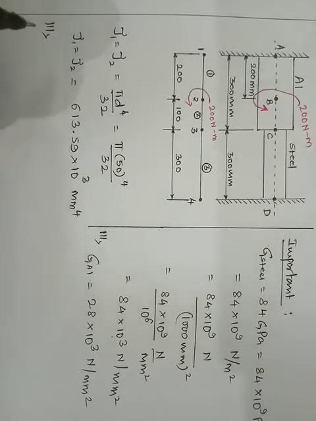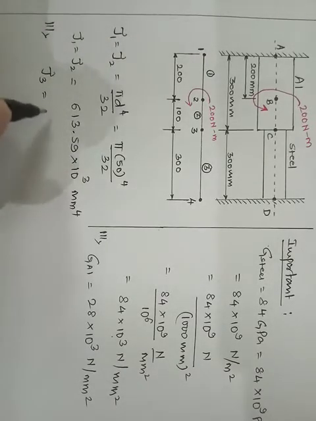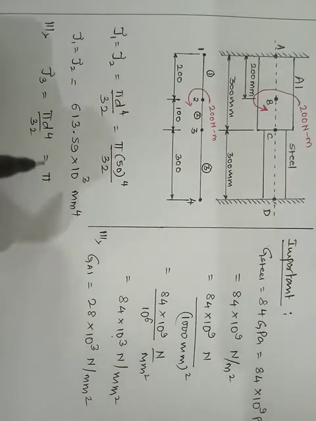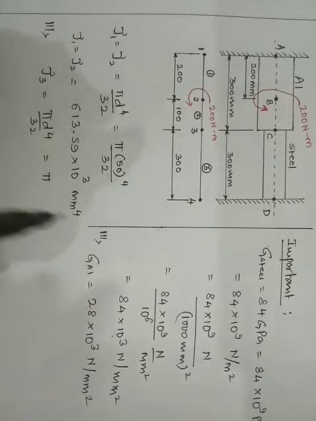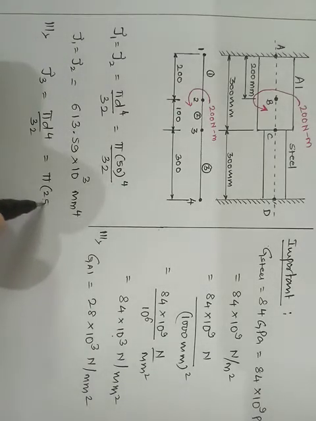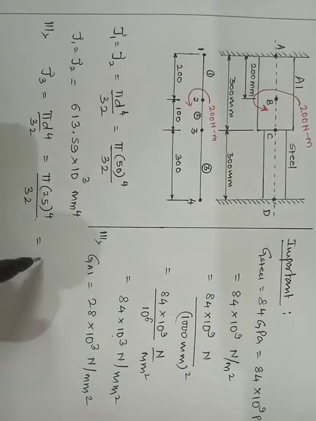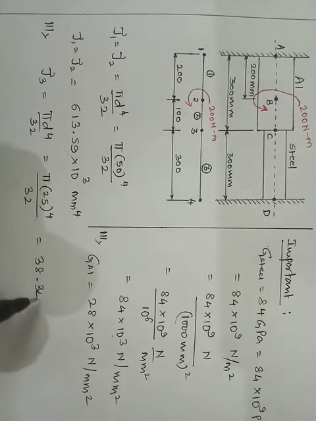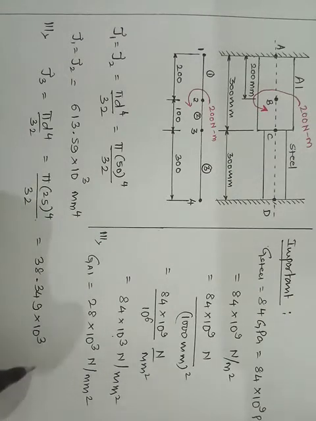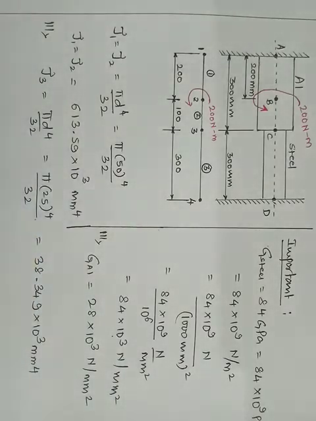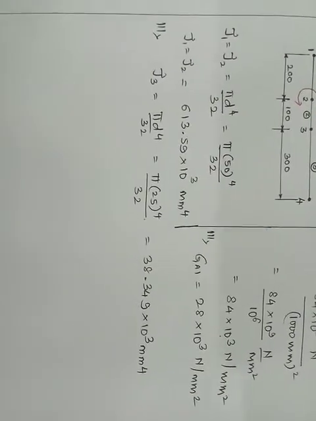Okay, now similarly J3 will be pi d raised to 4 divided by 32. Now the value of d is going to change because now it is the steel shaft. The diameter of the steel section is 25, so pi into 25 raised to 4 divided by 32. So it is approximately 38.349 into 10 raised to 3 mm raised to 4, right? So these are the prerequisites which are required before I could start with the problem. If you are done with this, then we'll be starting with first step of the problem.